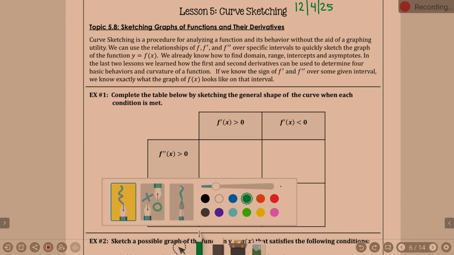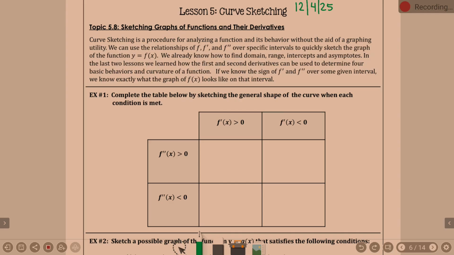Curve sketching is a big thing in this as we're working to connect our function, our first derivative, and our second derivative. So we can use these relationships to quickly sketch the graph. We already know how to find things like domain, range, intercepts, asymptotes, and we'll talk about those a little bit more. But now we're going to use derivatives to help us.